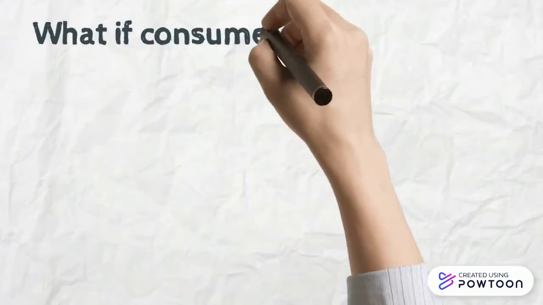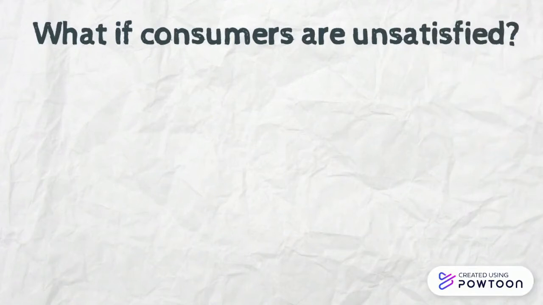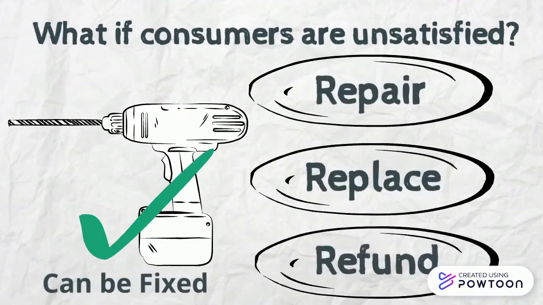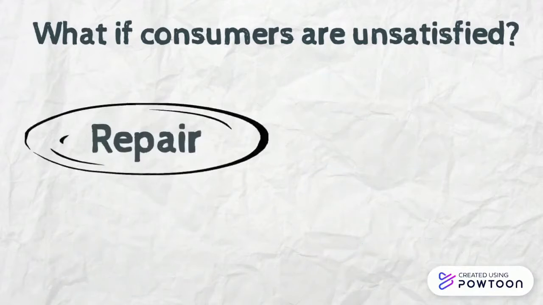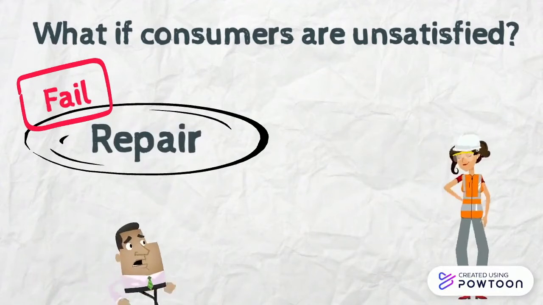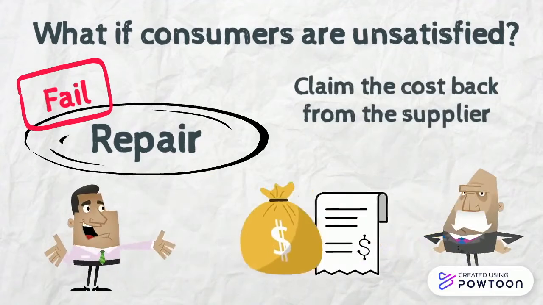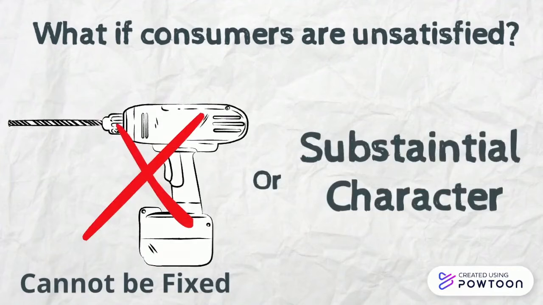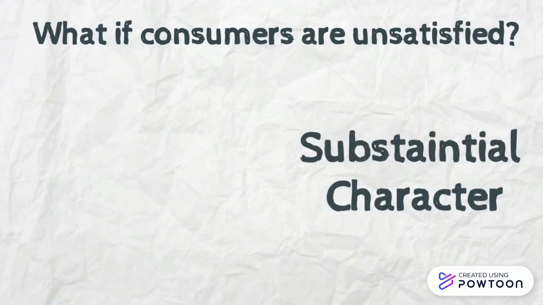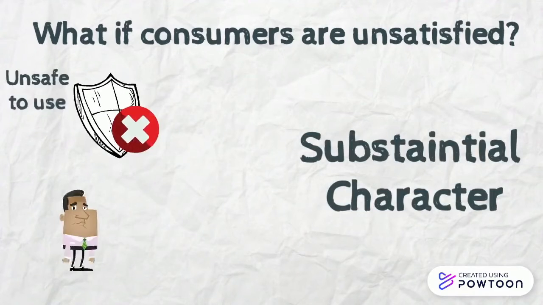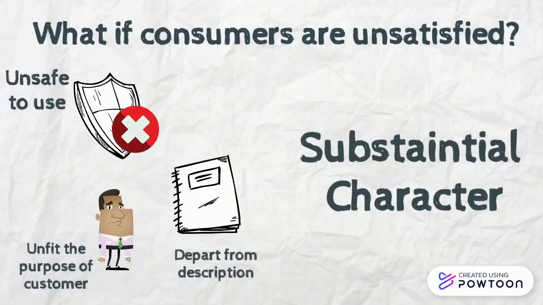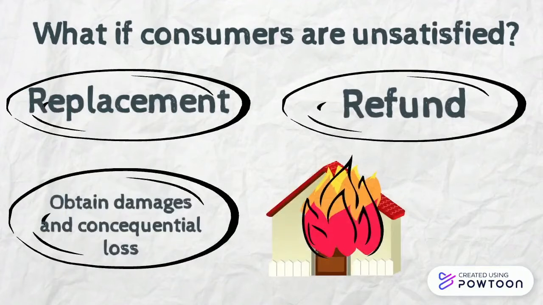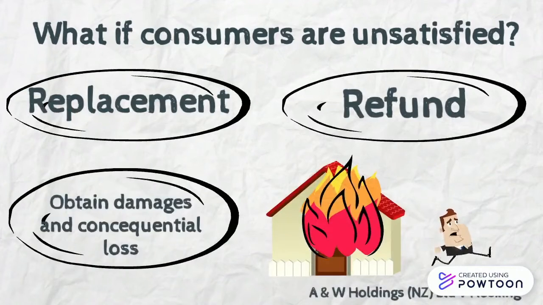What if consumers are unsatisfied? If the goods or services can be fixed, then consumers can choose from repairing, replacing, or refunding regarding the situations. If you fail to repair within a reasonable time, consumers can also find someone else to repair the product and then claim the cost back from you. What if you cannot fix the goods or goods are of a substantial character, which means goods are either unsafe to use or unfit for the purpose of consumers, or it departs from its description? In this case, consumers can either choose a refund or replacement or obtain damages for the consequential loss.